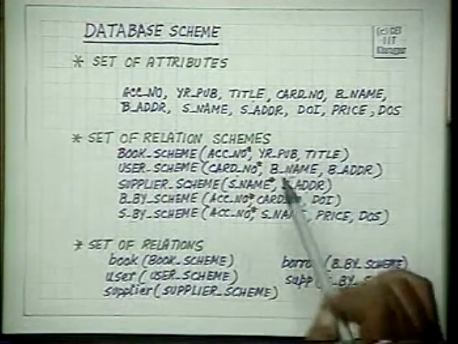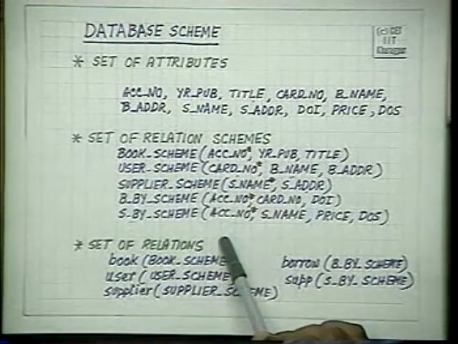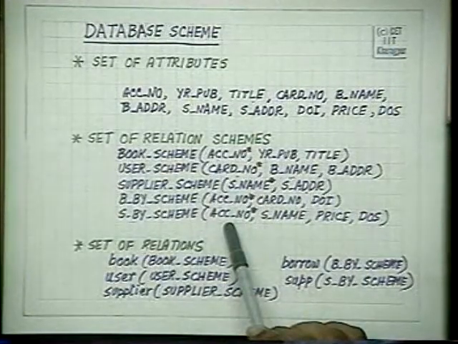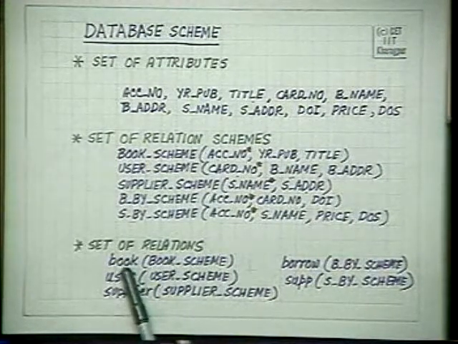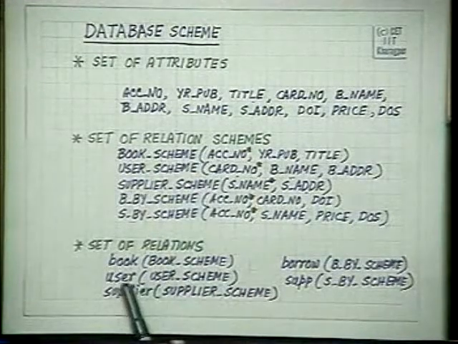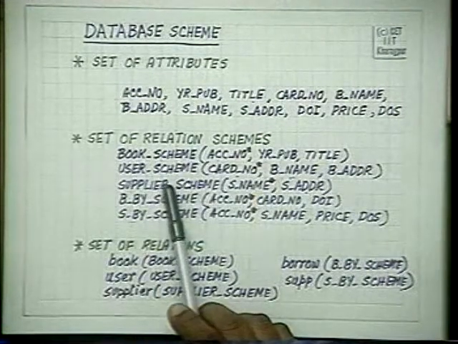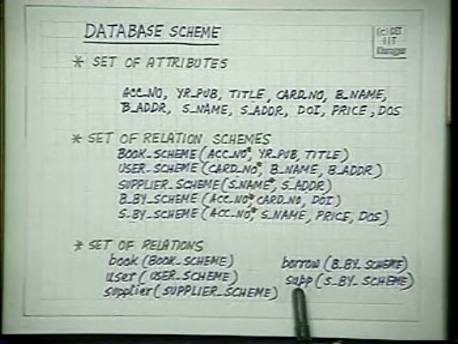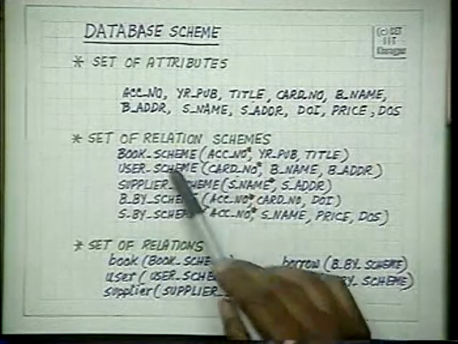This was formed from our entity relationship model. This is the set of relation schemes. This gives you the structure of all the relations that you can have. And now we define the relations themselves. We have a book relation which is from the book scheme, a user relation from the user scheme, a supplier relation from the supplier scheme, a borrow relation from the borrowed by scheme, a supplied relation from the supplied by scheme. You can have many more relations from these schemes only.